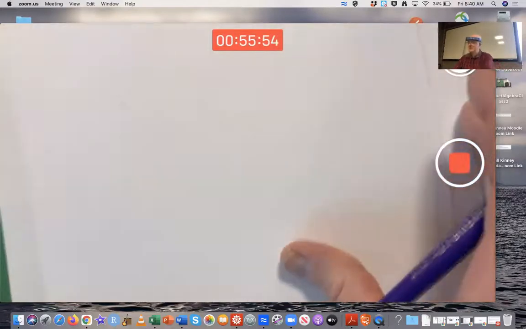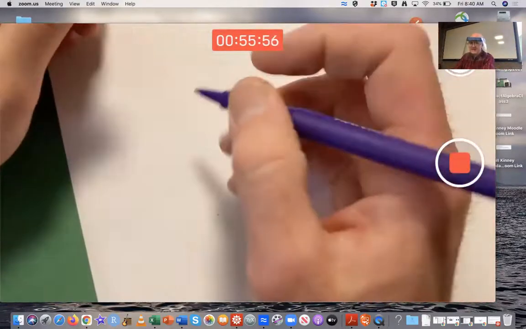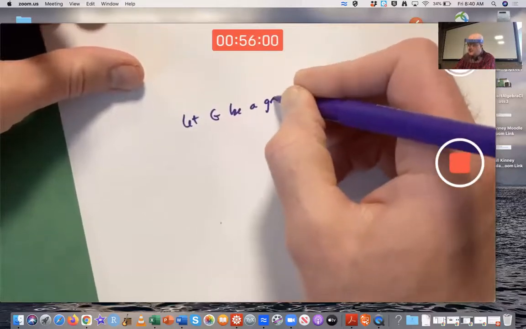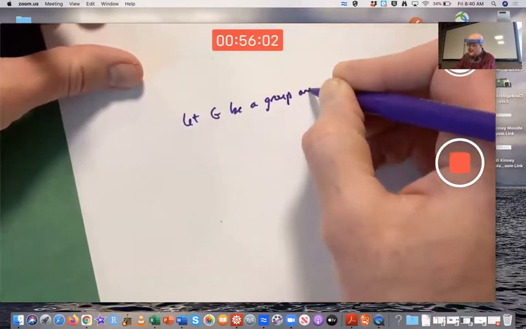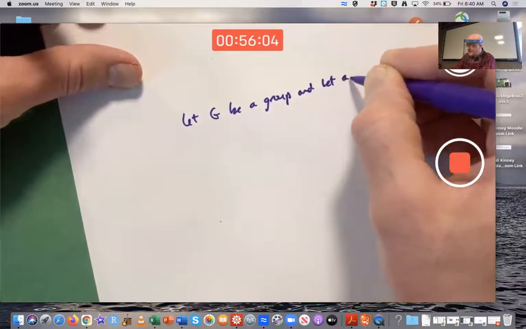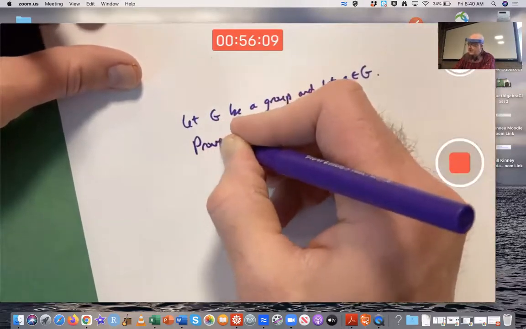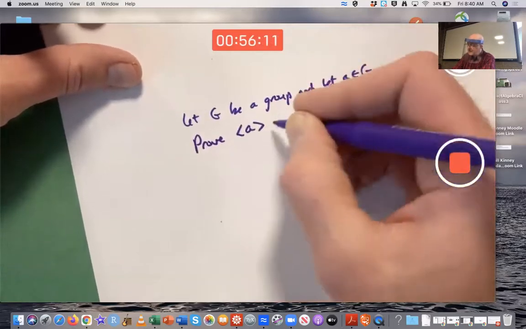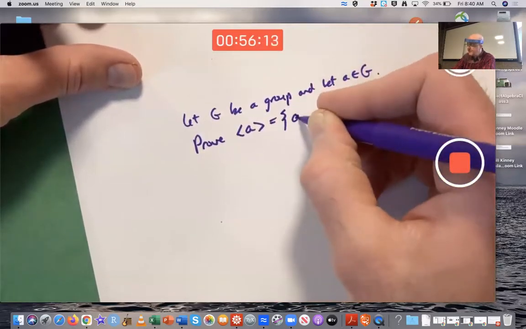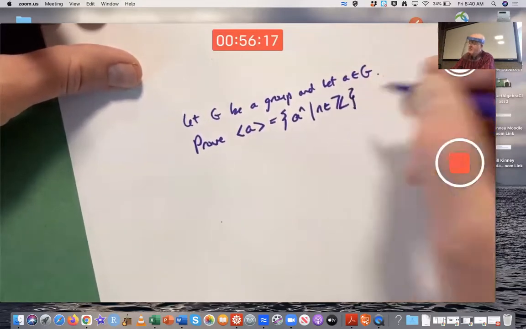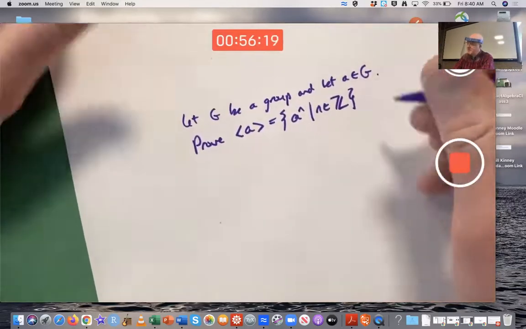Okay, so let's do this. Let's prove. Let G be a group, and let A be an element of G. Prove that the thing we're calling the cyclic subgroup generated by A, the set of all powers of A, is a subgroup of G.